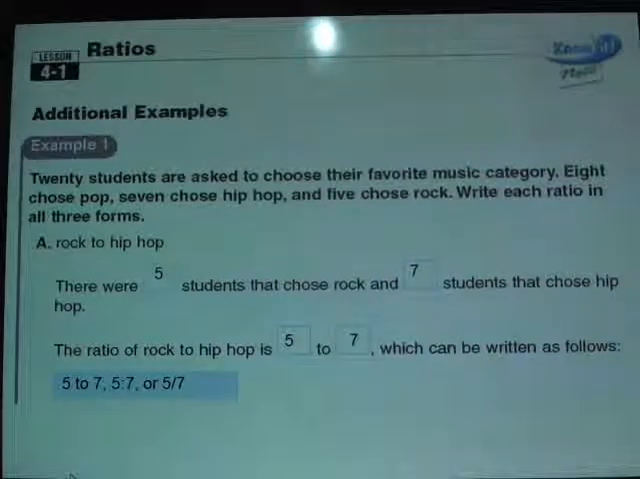So the first question here says 20 students are asked to choose their favorite music category. 8 choose pop, 7 choose hip hop, and 5 choose rock. Write each ratio in all three forms.